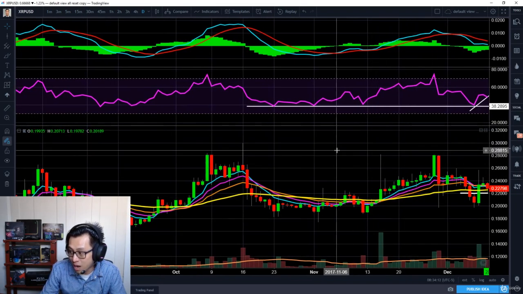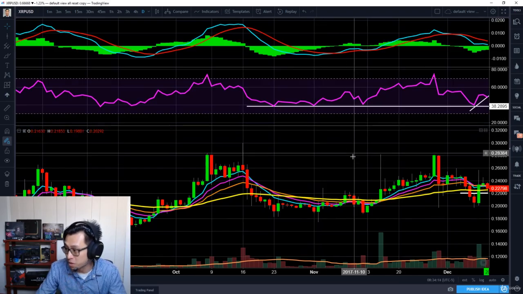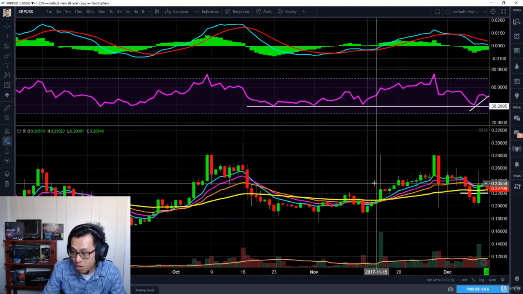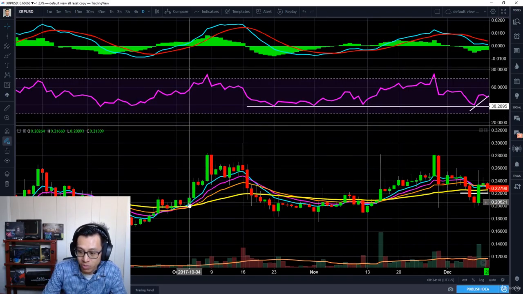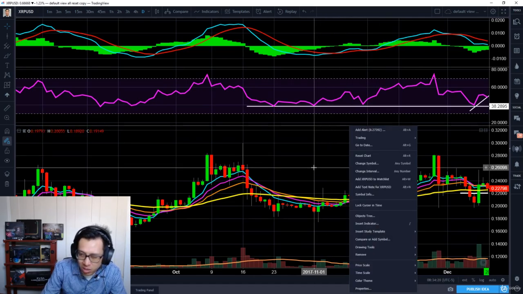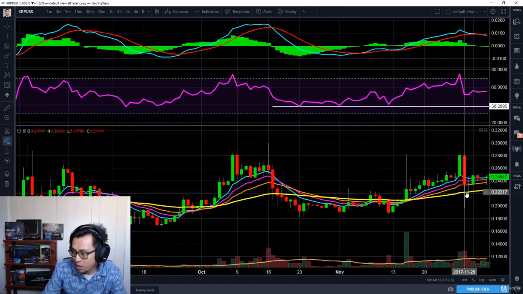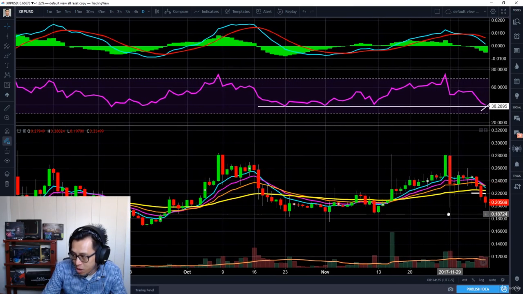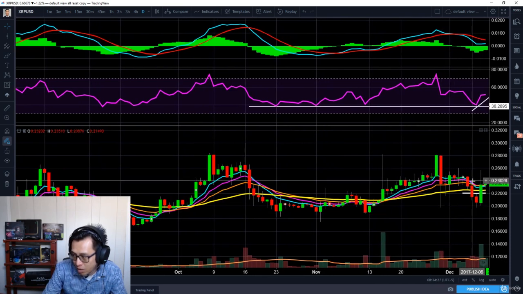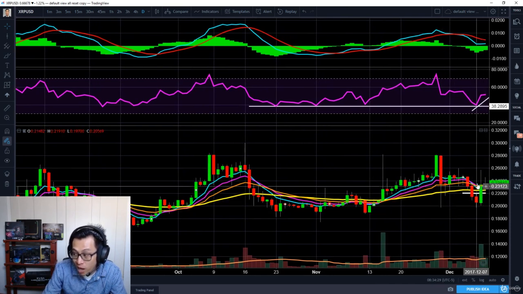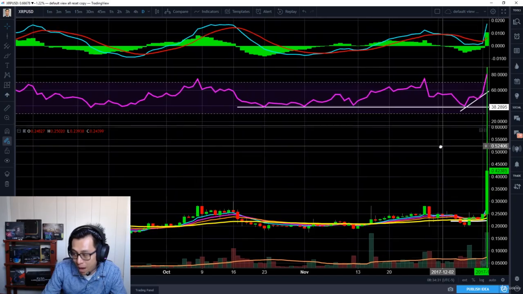In fact, you could have entered it even earlier. You could have entered it right here on the 55 moving average strategy, or even right here in October. But that's a little bit far back. Here, you want to give a little bit of time to see if it fans out. And yeah, it definitely stayed fanned out. It went below the line a little bit, but boom, it popped right back up.